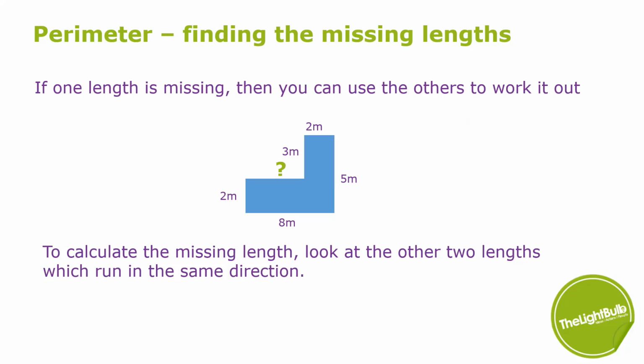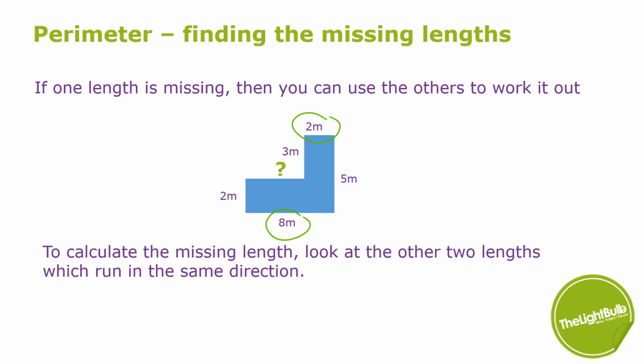So the question mark is sitting above a line that is running from left to right along the horizontal plane. So we need to look for the other two horizontal lines that also run from left to right. Can you spot them? It's those two there. It's the 8 meters along the bottom and the 2 meters at the top. They are both running along the horizontal plane, left to right across your screen. So we need to use those two to work out the missing length.